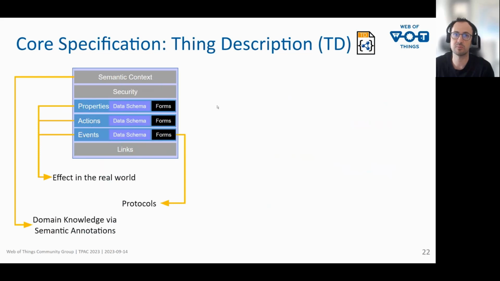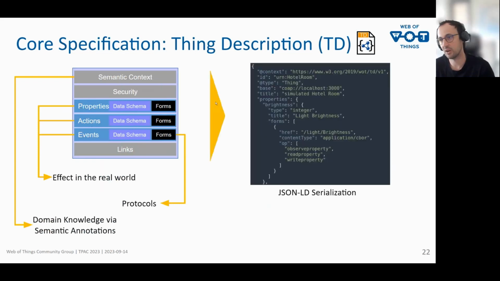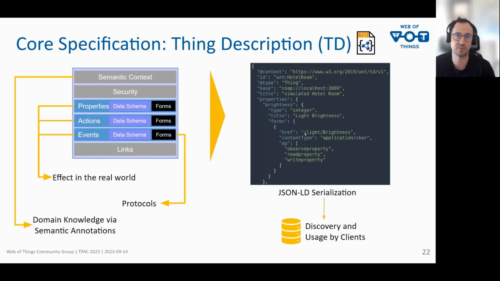With the semantic context, you are able to inject domain-specific information into the Thing Description, so you can adapt it to different scenarios. And on the right, you can see JSON-LD serialization. Right now, we support only JSON-LD serialization, but in principle, you can serialize it even with plain JSON. You have to respect this structure here, and you can use this document to discover and then use it by your software agents.